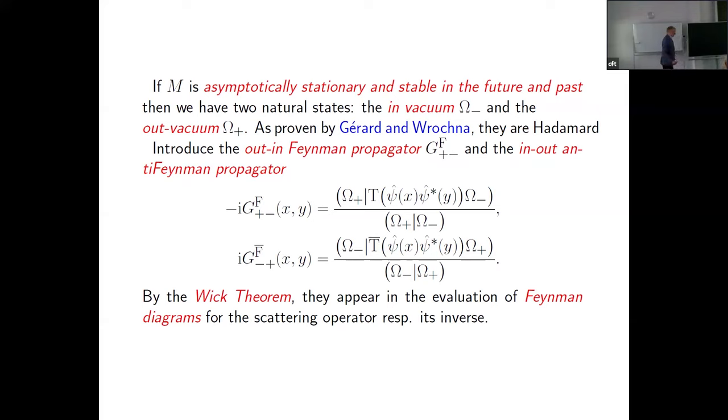Suppose that our space-time is more generic. For instance, there is some region where it is curved, but asymptotically it is flat. Don't ask me how to prepare an experiment with such space-times, and maybe cosmologists are not interested, but this is what I can do mathematically. So the assumption is that the space-time, perhaps curved, is stationary and stable in the future and in the past. Then you have two natural states, the incoming vacuum, which I will denote omega minus, and the outgoing vacuum. So in vacuum and out vacuum.